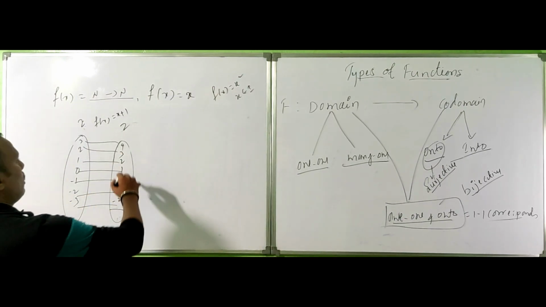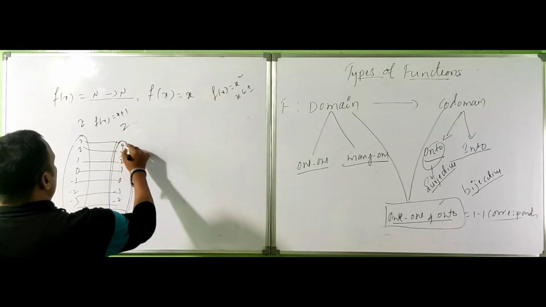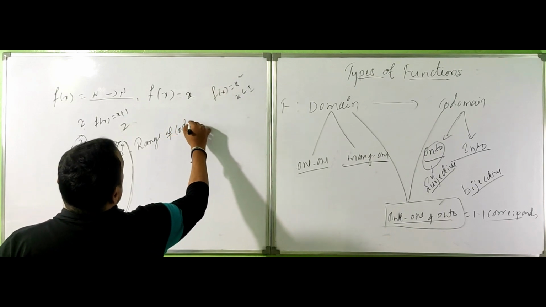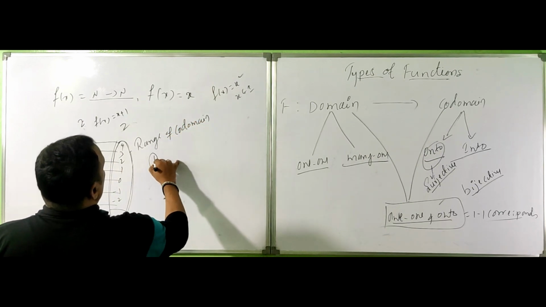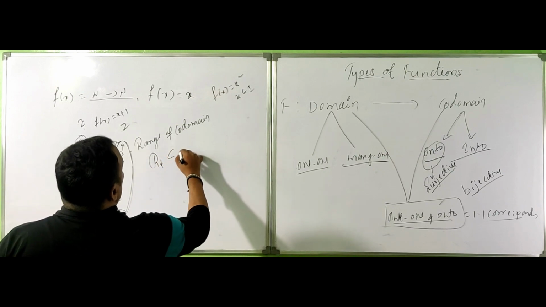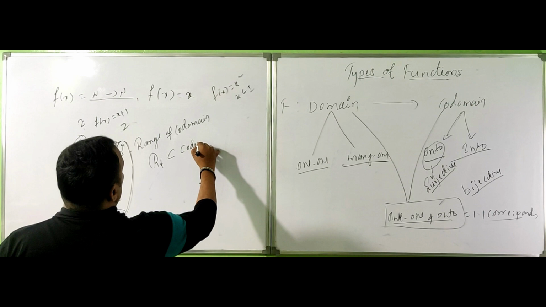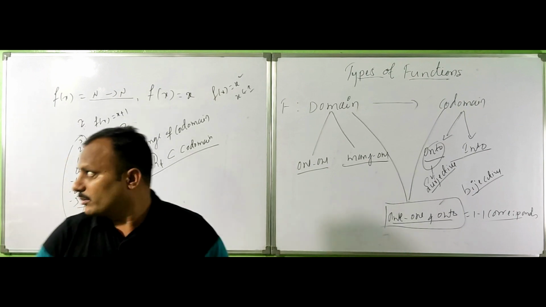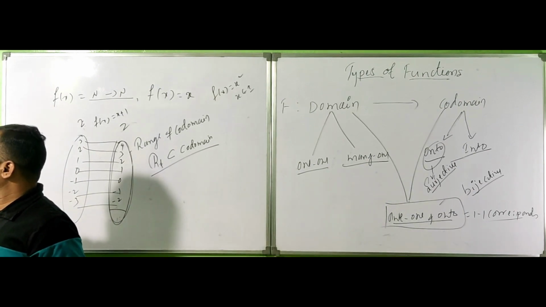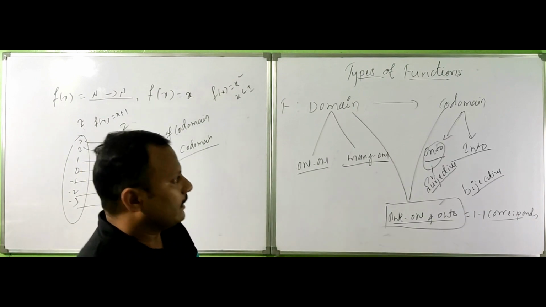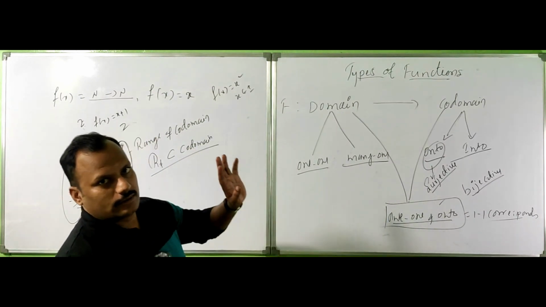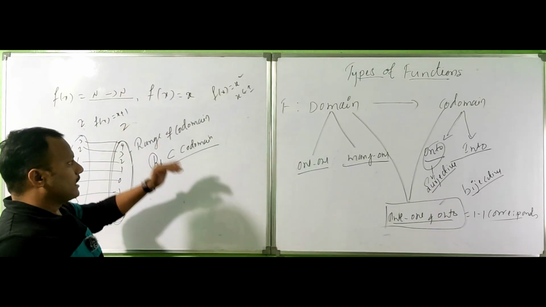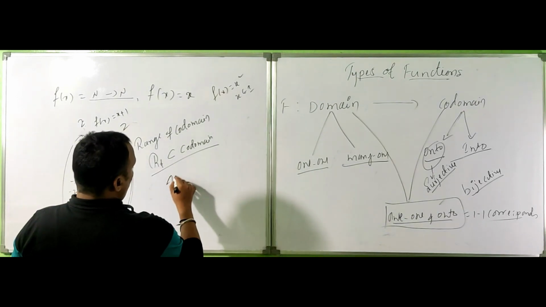Onto function is also called range equal to codomain, which means the range R of f is a subset of the codomain. The function maps to only the range elements. If the function maps to only the range elements, then it is called onto. That's very important. For every input, you are getting at most one output.